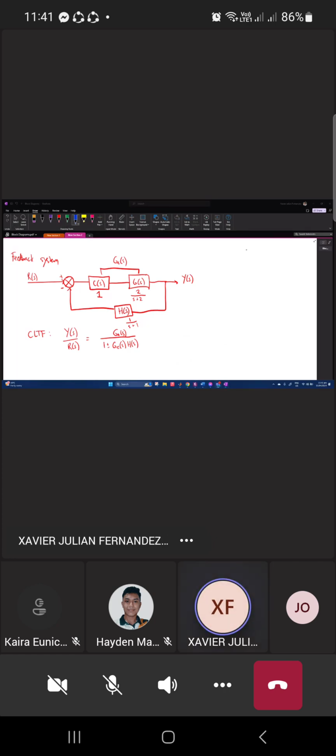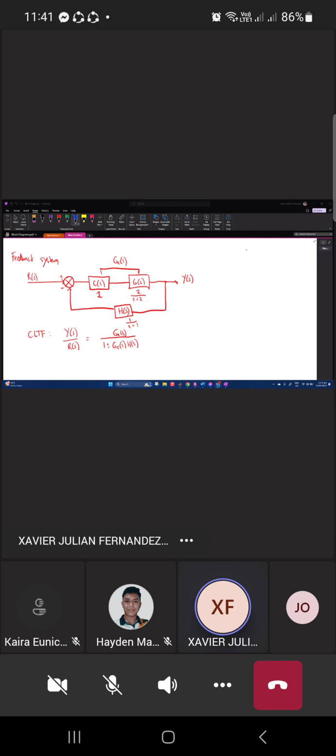Okay, so let's continue. Someone put an answer on the chat box, but it's not simplified. Remember, when you're doing analysis of your feedback or control system diagram, your transfer function must be a ratio of polynomials, not rational functions or rational expressions. So let's try to answer this one.